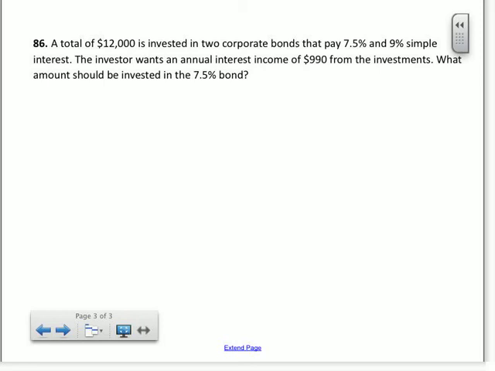Okay, so it says a total of $12,000 is invested in 2 corporate bonds that pay 7.5% and 9% simple interest. The investor wants an annual interest income of $990 from the investments. What amount should be invested in the 7.5% bond? Okay, this is kind of like the mixture problems. So you can draw your buckets if you want. You don't have a third bucket, though. It's not telling you what percent of the original you would need.